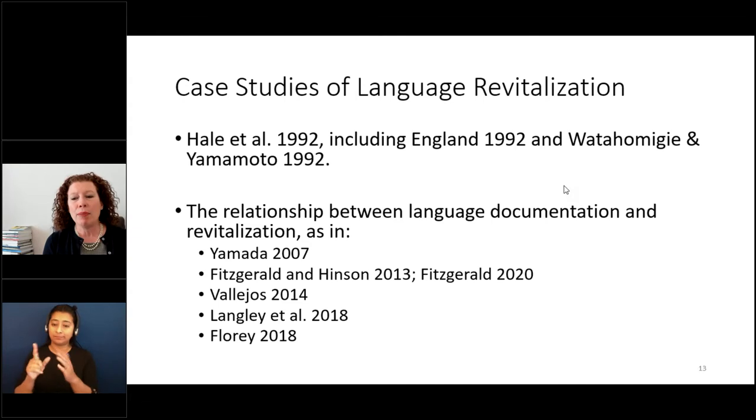There's also papers that explore the relationship between documentation and revitalization. Here you might look at Raquel Yamada's paper on Kari'na in 2007.